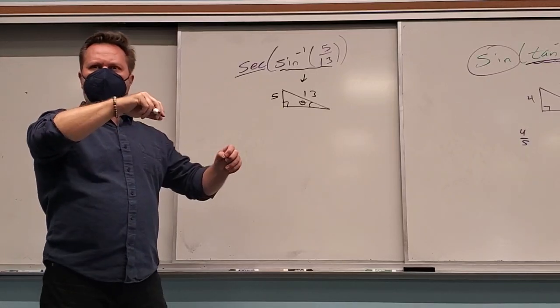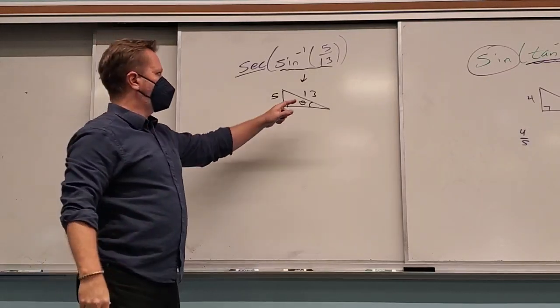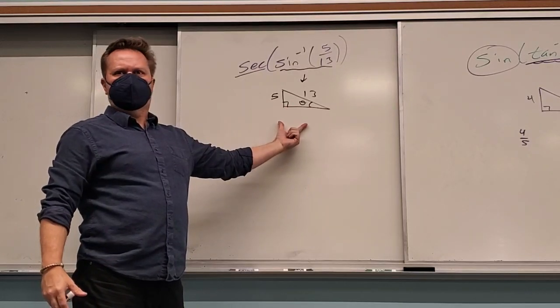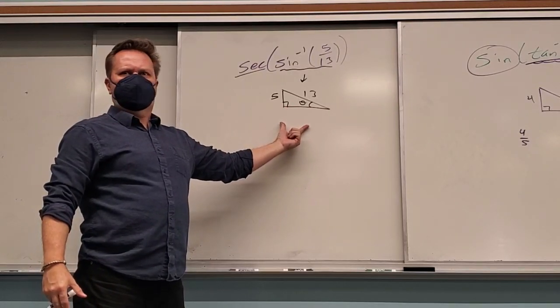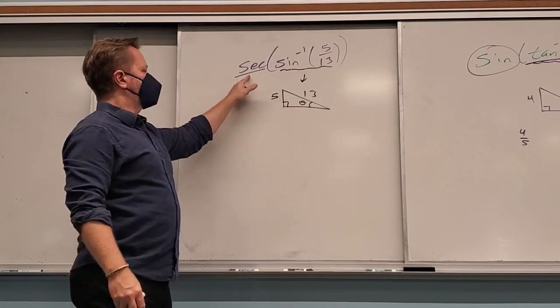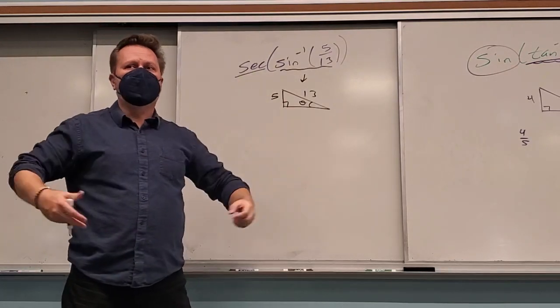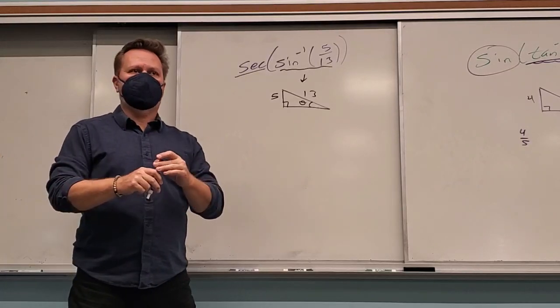that's 1 over cosine, right? So to figure out the secant, I need hypotenuse over x. Did anybody get what x is? Do you guys see that? It's asking me for secant. To get secant, it's 1 over cosine. I need the x side. Pythagorean theorem.